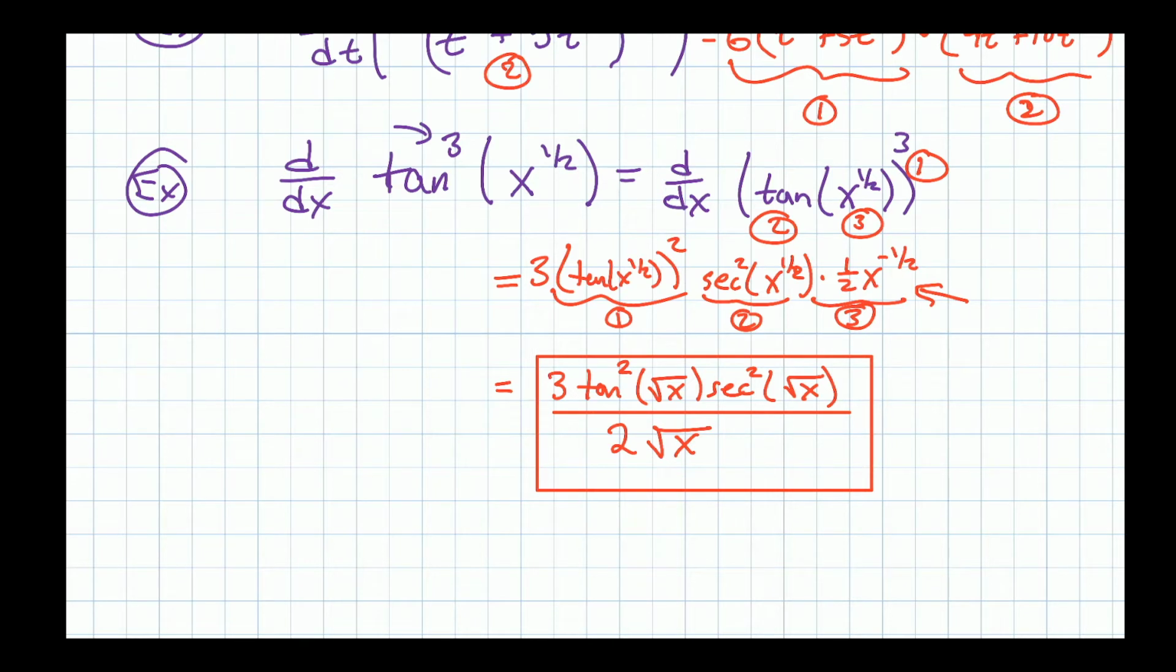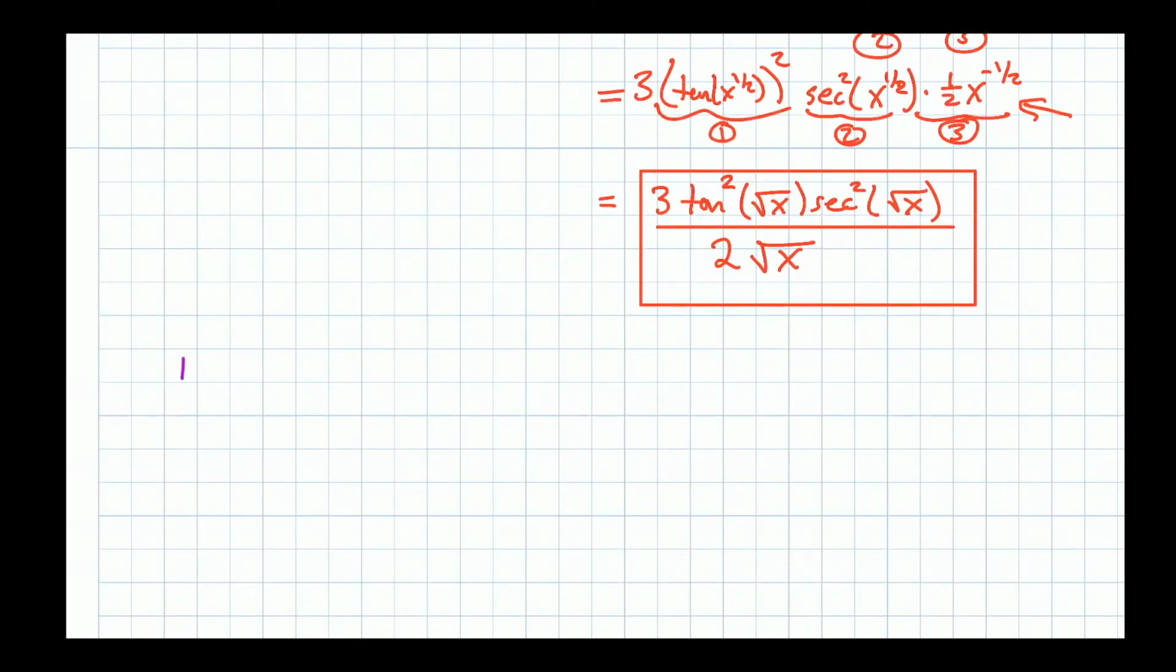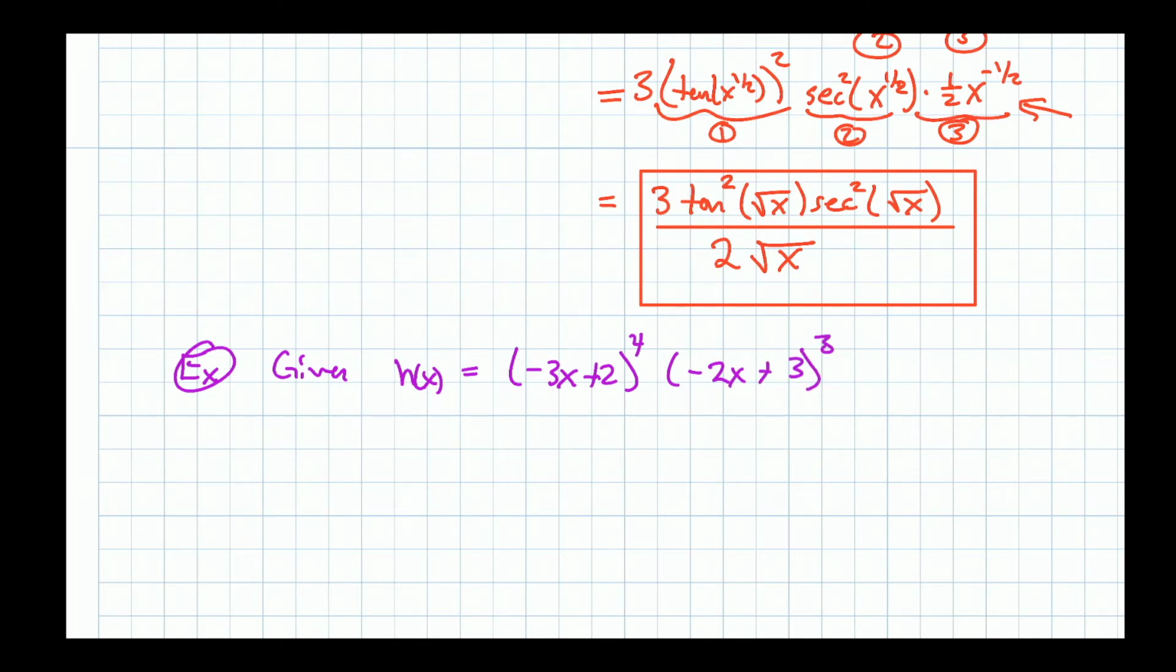Okay. So we would not have been able to do that without having the chain rule. Okay. Now you are going to have to do things like product rule and that kind of stuff. So here's an example. Given h is negative 3x plus 2 to the 4th, times negative 2x plus 3 to the 3, find h prime.